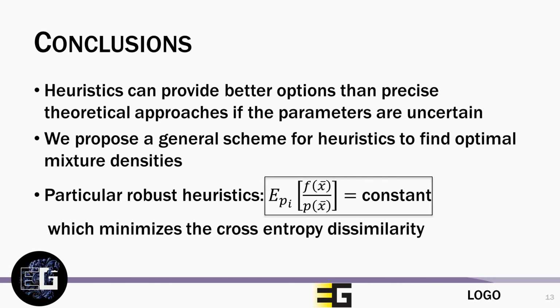So as a conclusion, this paper proposed a heuristics to find the quasi-optimal budget allocation in multiple importance sampling. This heuristics aims at the equality of the expectation of the ratios of the integrand and the combined density when samples are generated with each particular sampling method. Thank you for your attention.